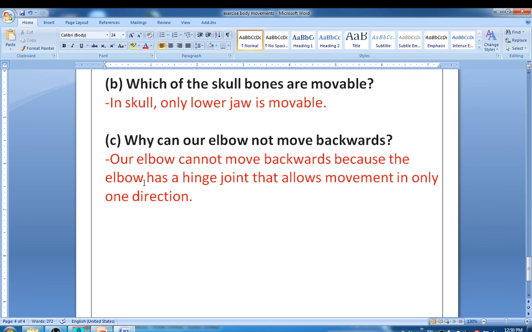Understood? So here we have discussed our exercise. Check your answers with this. If you have written wrong, correct that answer and learn these answers carefully.